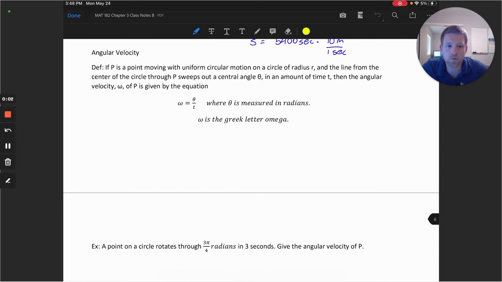Welcome. In this video, we'll take a look at the concept of angular velocity. So let's take a look at the definition and then we'll roll through with a few examples.